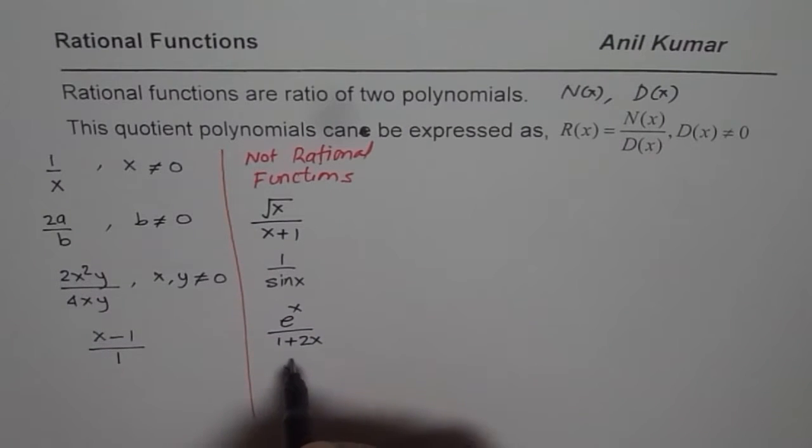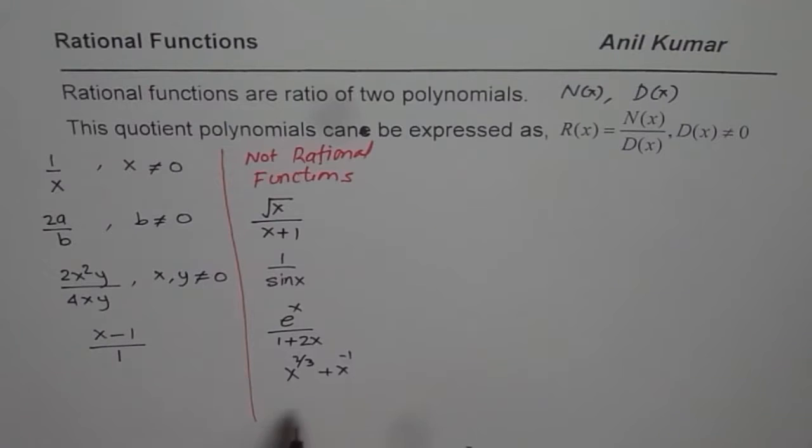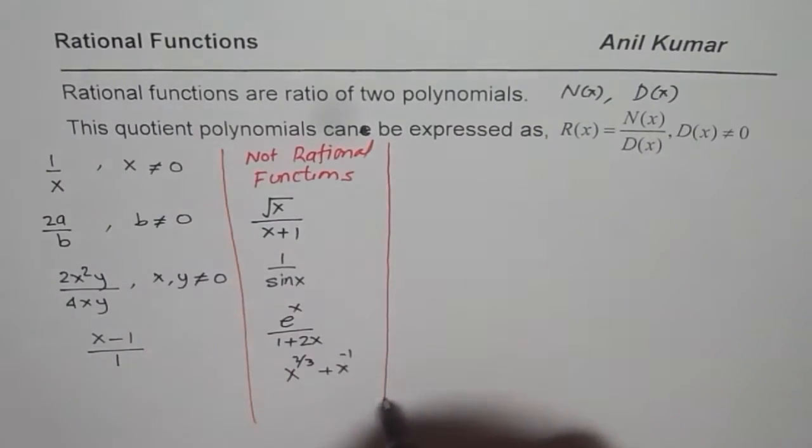We could have radical roots like 2 over 3, right, plus x to the power of minus 1. That is not a rational function. So wherever you see any function other than polynomials involved, those combinations are not rational functions, right? So that is kind of important to understand.